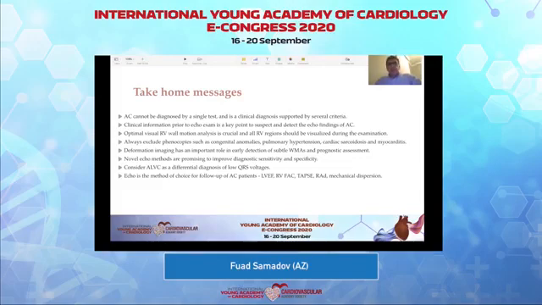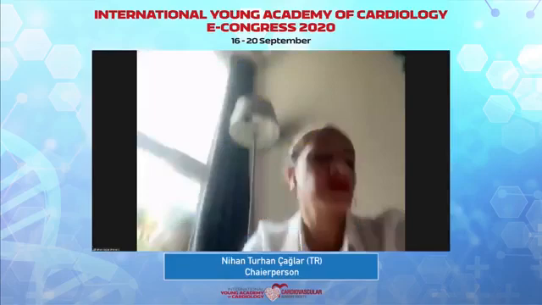Deformation imaging has an important role in early detection of subtle wall motion abnormalities and prognostic assessment. Always, we have to consider arrhythmogenic left ventricular cardiomyopathy as a differential diagnosis of low QRS voltages, and echo is the method of choice for follow-up of arrhythmogenic cardiomyopathy.